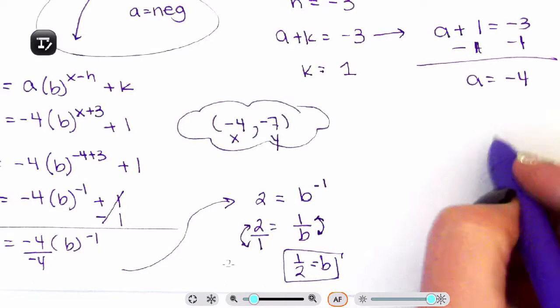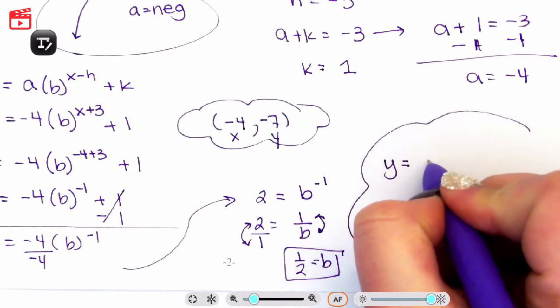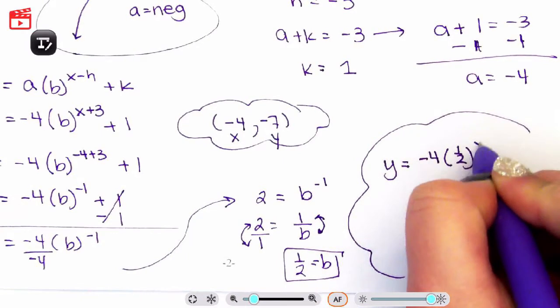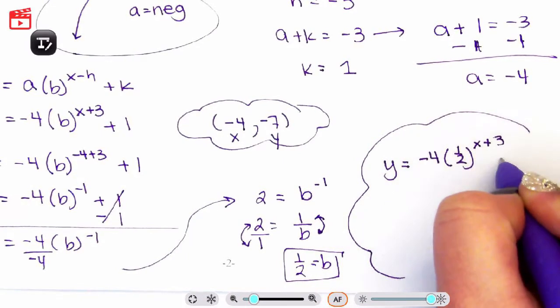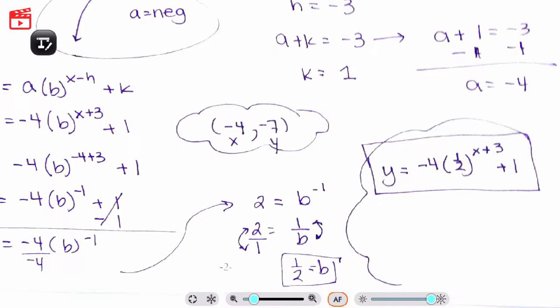All right, so what is our final answer? Our final answer is y is equal to a, which is negative 4, times b, which is 1/2, to the x plus 3 power plus 1. And that's going to be your answer. All right, let's go ahead and continue.